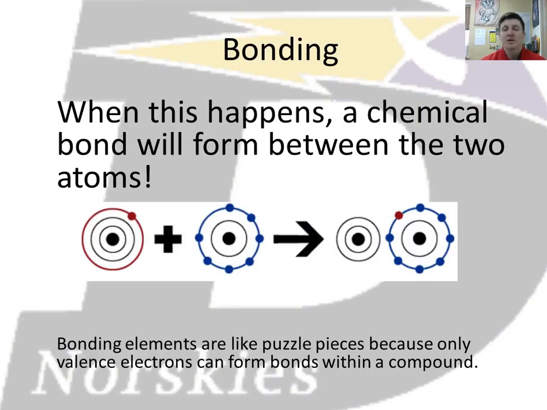Now, when this happens, a chemical bond will form between the two atoms. And bonding elements are kind of like puzzle pieces, because only valence electrons can form bonds within a compound. And because of that, if there's 7 on one, there's 1 on the other, obviously they're going to bond together to form 8. If there's 3 on one and 5 on the other, those will bond together. And if they don't match up properly to get a full energy level, they're not going to form that chemical bond.